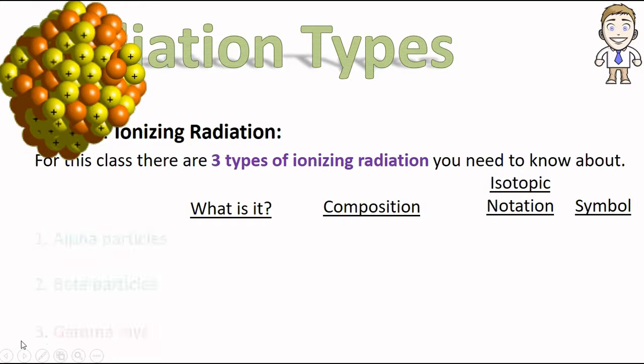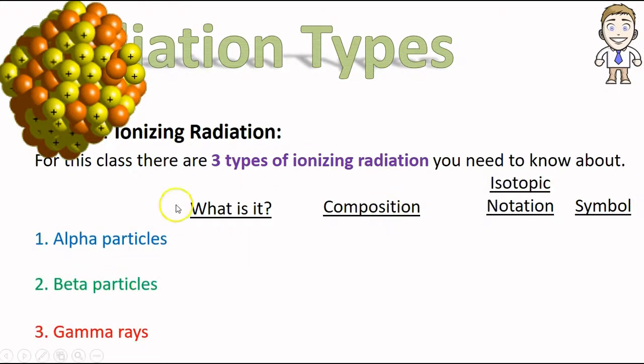We'll end the video by going through each type of ionizing radiation and listing out everything you have to know about it for this class. The most obvious part is what is each type of radiation. And the first 2, of course, are particles. That means they're objects with mass, whereas the gamma rays are not objects. They have no mass, technically. They're just a wave. You can think about it as sort of being like light.